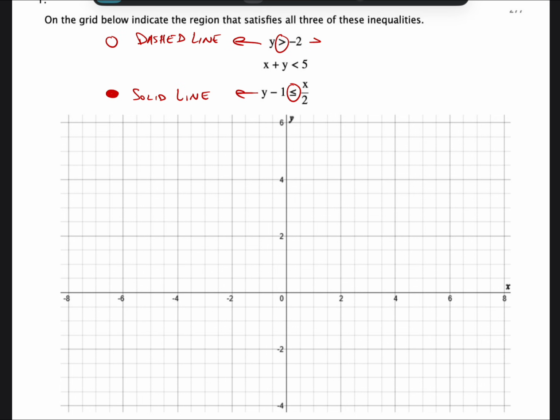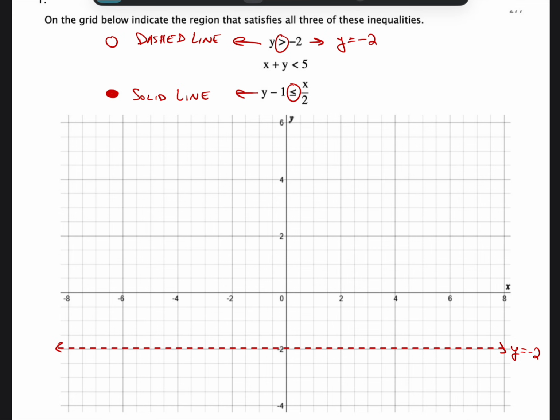First, we need to think about the boundary line. To find that, I'm just going to change my inequality into an equation. So I've got y is equal to, sorry, this should be -2. Y is equal to -2. What does that line look like? That's going to be a horizontal line at -2. So I'll go ahead and draw my horizontal line there at -2. This is the boundary line, y equals -2.